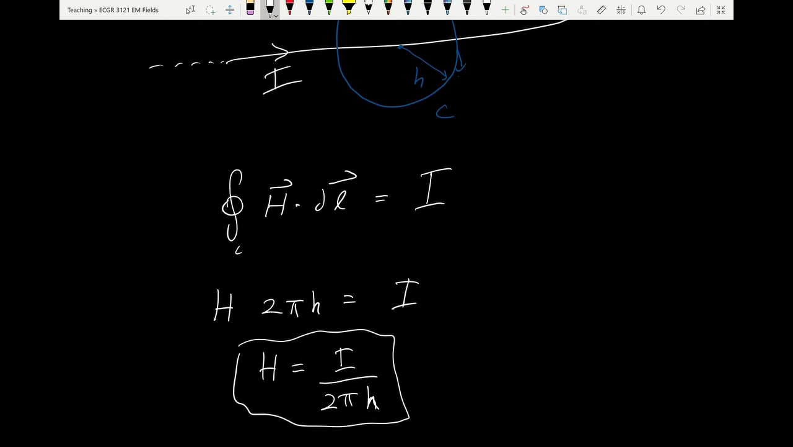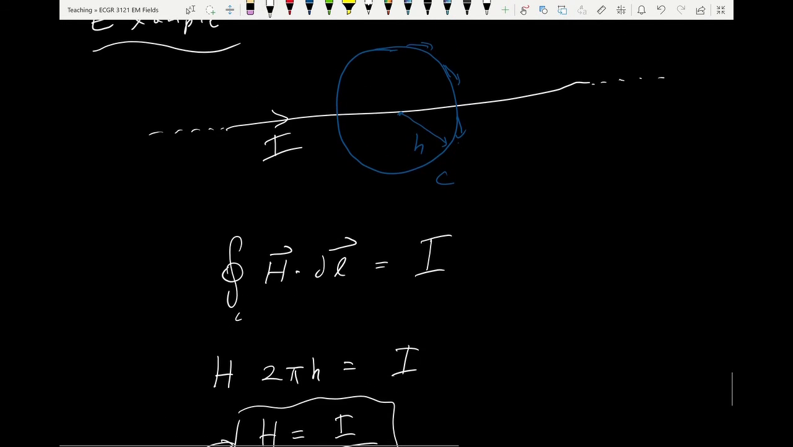with respect to h. The farther I am from the transmission line, the less field I will have. If h is 0, the field becomes infinite. But this is it. And just as in the case for Gauss's law, although now we removed the vectorial aspect of the solution, from the symmetry of the problem, we can easily bring it back. So I know that the direction of the field is always going to be tangential to this contour.